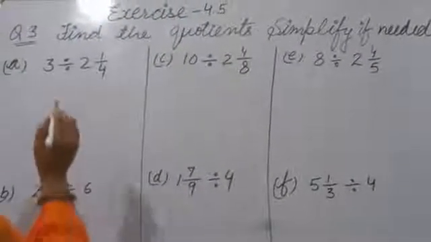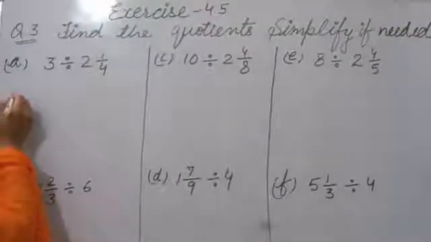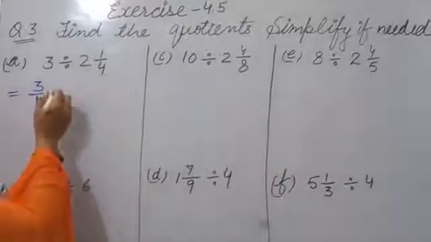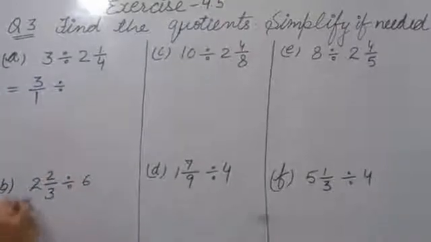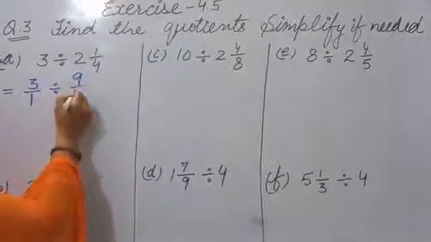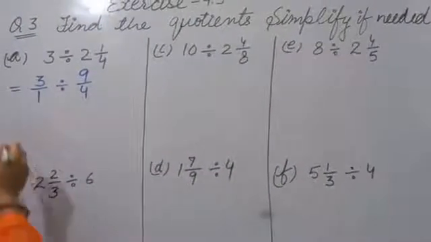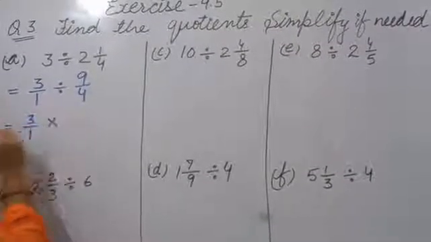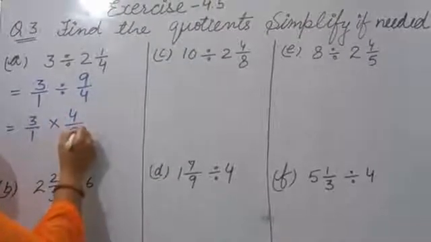So here A part: 3 divided by 2 whole 1 upon 4. So first of all, 3 has no denominator, so we can take here 1. Now divided by, now we change it into improper fraction. So 4 2s are 8 plus 1, 9 upon 4. Now it's become like question number second. Now 3 upon 1, divide will change into multiply. Now 9 upon 4, so it's become 4 upon 9.